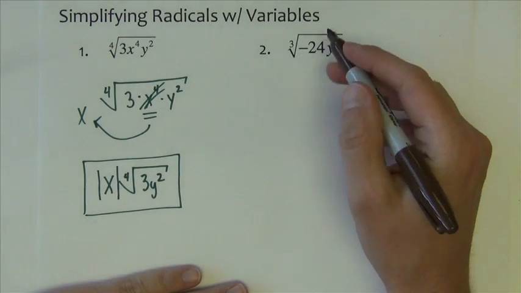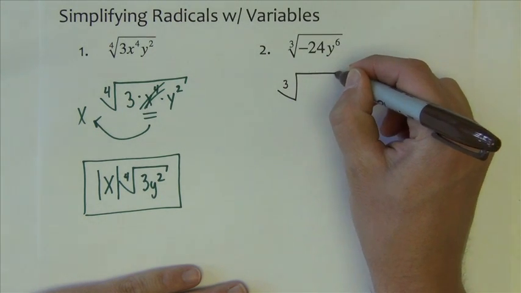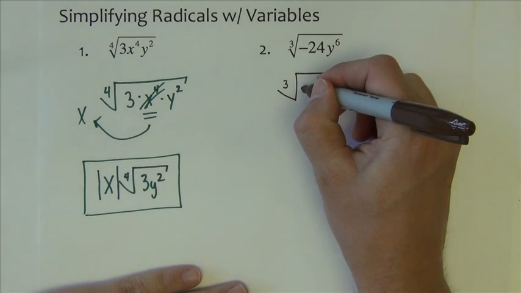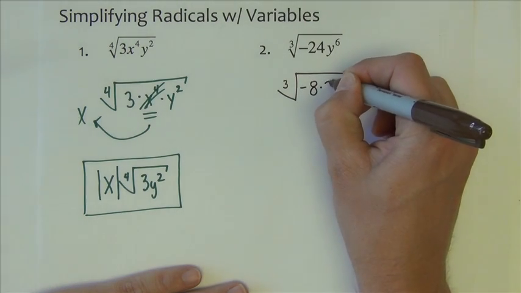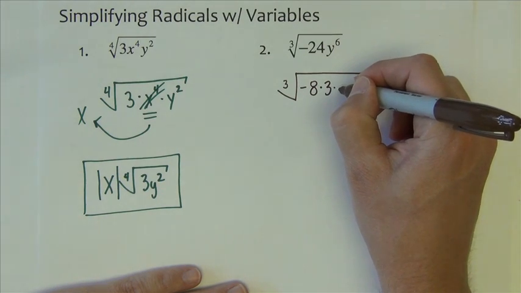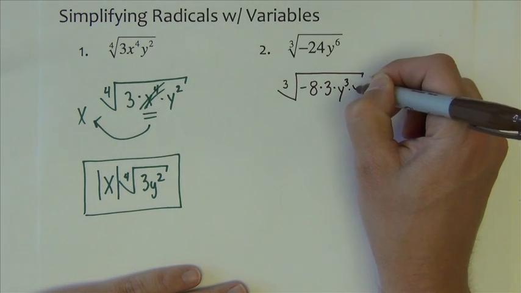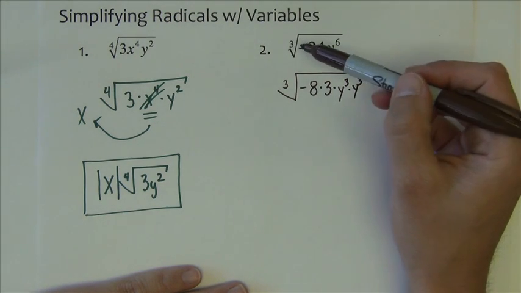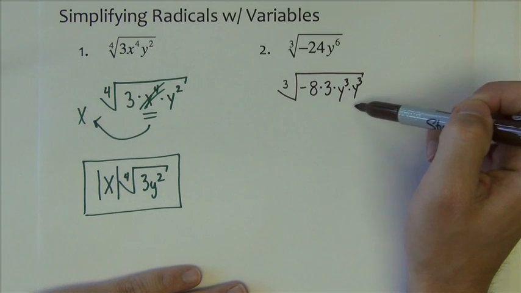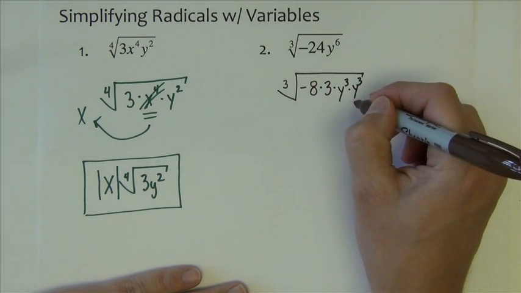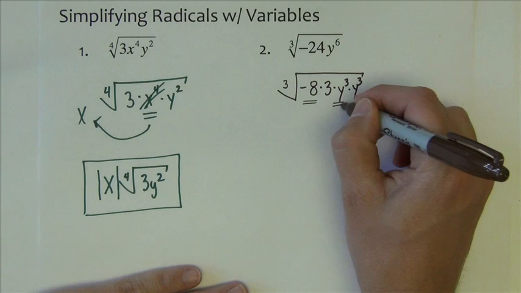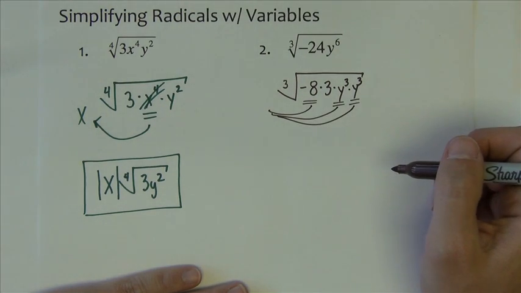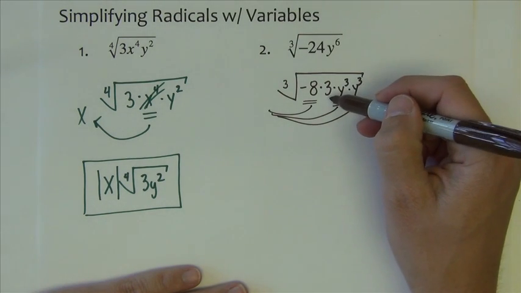This next problem, cube root negative 24y to the sixth. Negative 24 would be negative 8 times 3. Y to the sixth would be y to the third times y to the third. I'm using third powers because again this is a cube root, so I want perfect cubes under here. So let's underline my perfect cubes. It's negative 8, this y cubed, this y cubed. All of these perfect cubes come out. The things that aren't perfect cubes stay behind.